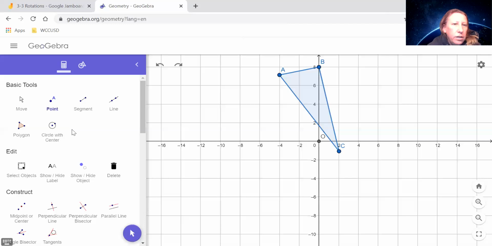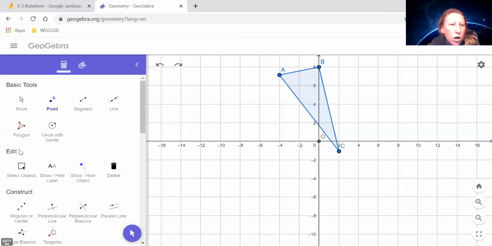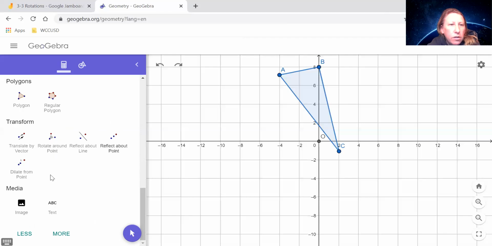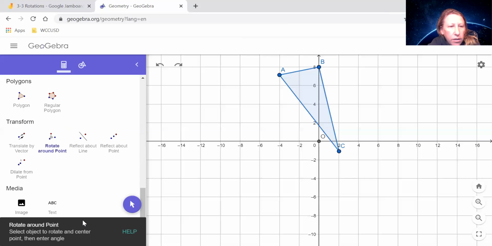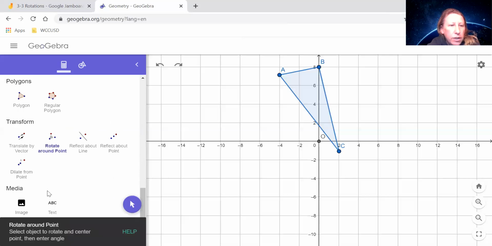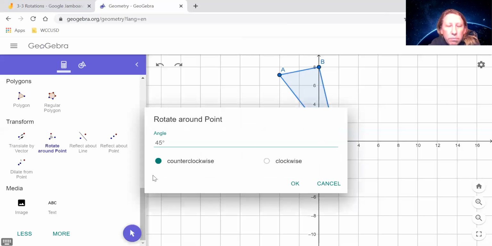I'm using the tools at the bottom. If you can't see them, you need to press the word more, and then you scroll down all the way. We're doing transformations right now. And the one I want to do is rotate around a point. It says select the object to rotate and the center point, and then enter the angle. So if I click on it, it kind of tells me how to do it. So I'm going to select the object. Okay, got highlighted, that's good. And then it said select the center point. Bloop. And now it pulls up this menu.